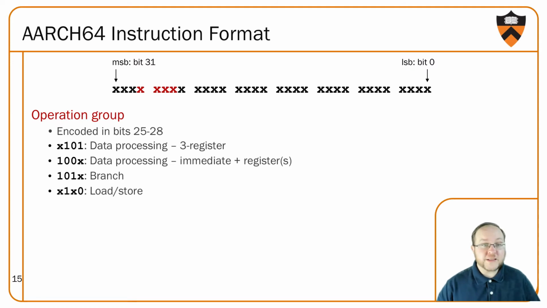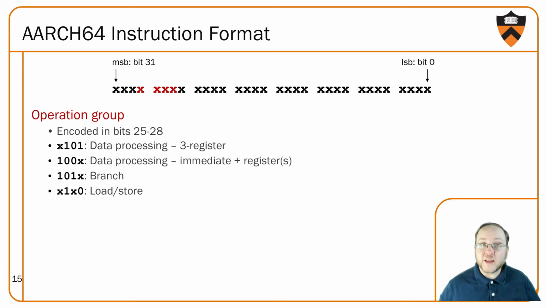Before we start our breakdown of the instruction, though, we need at least one more vocabulary term. Operation group. This is a grouping of opcodes that shares a common bond. For instance, branch instructions or 3-register data processing instructions. The operation group is encoded in bits 25 through 28, the red ones on the slide. But as you can see, as indicated by the X's for each group in the list, every operation group identifier doesn't necessarily use each of these bits.